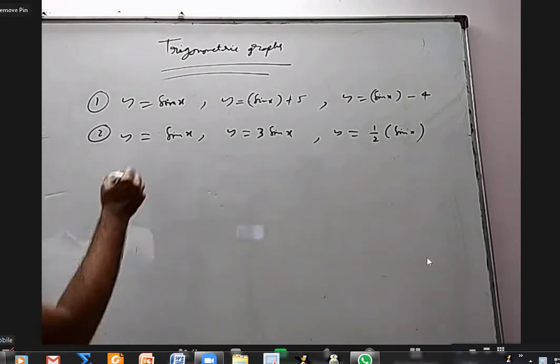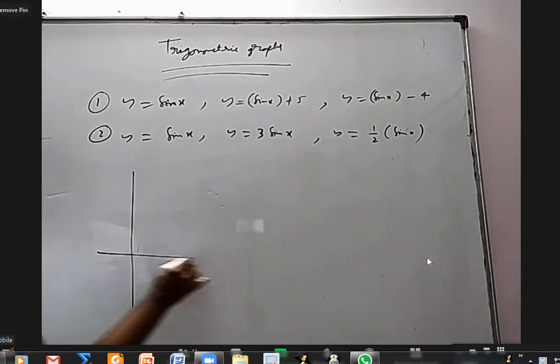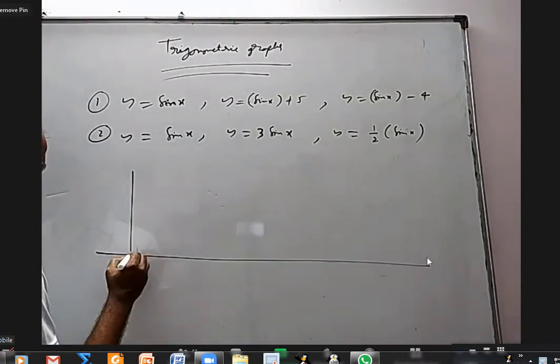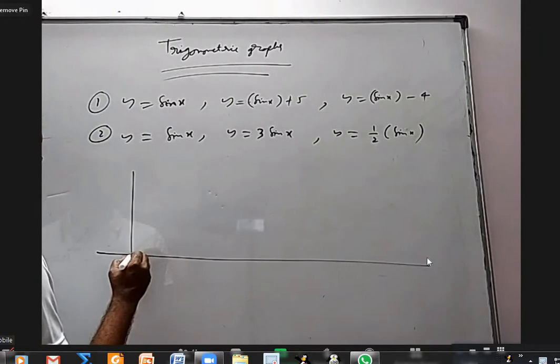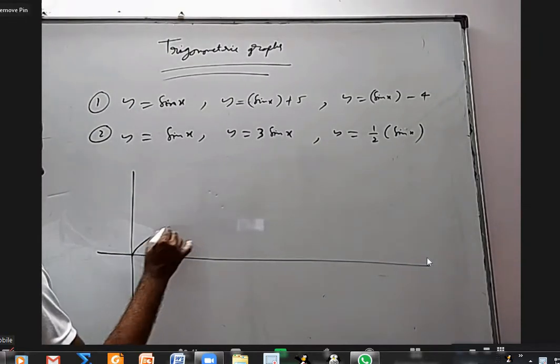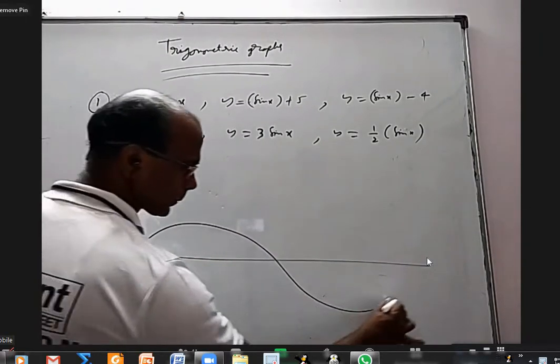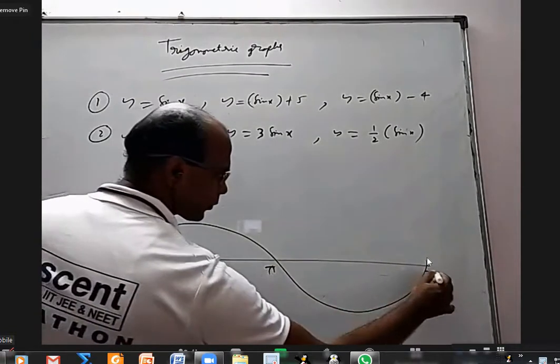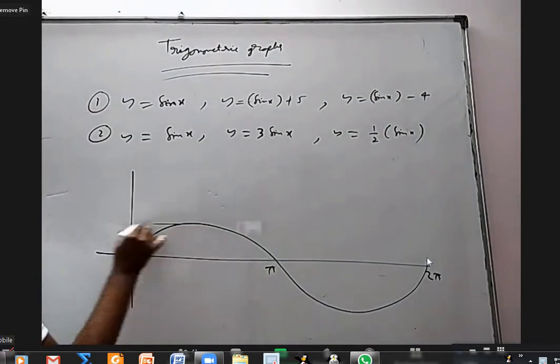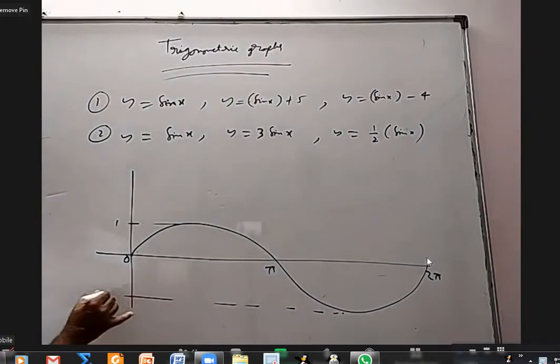Okay, we know the y equal to sin x graph. You can draw it; I'm just giving some idea. It passes through minus pi, 0, pi, those points. Sin x is between -1 and +1, so it will never become minus pi. The sin x graph will be like this, with maximum +1 and minimum -1.